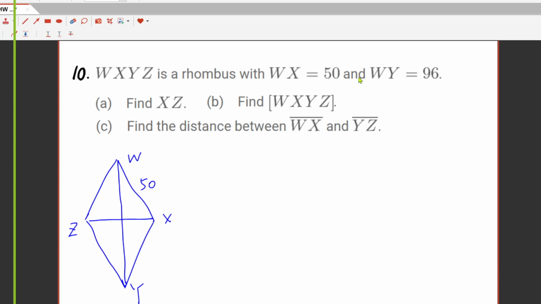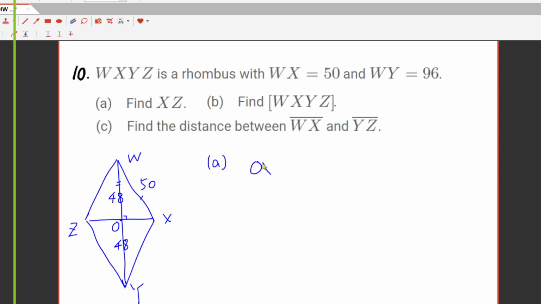Okay, if WY equals 96, we know that's 48 here, right? And 48 here. So the diagonals bisect each other, cutting the rhombus into 4 right triangles of hypotenuse WX equals 50, and one leg is 48 here, right? Then we can find the other leg. So let's call this point O.